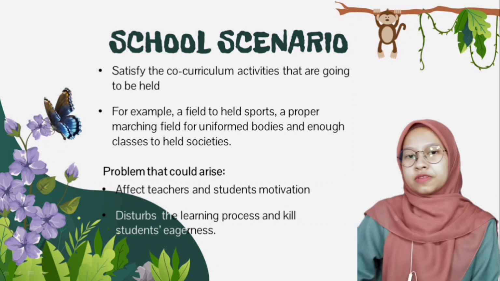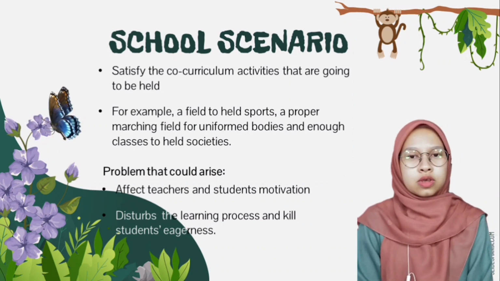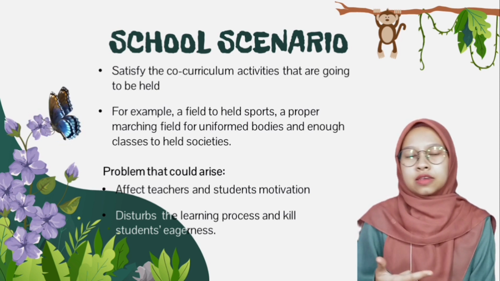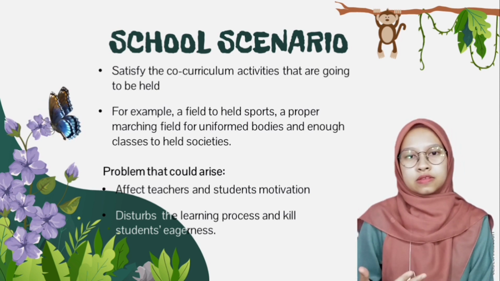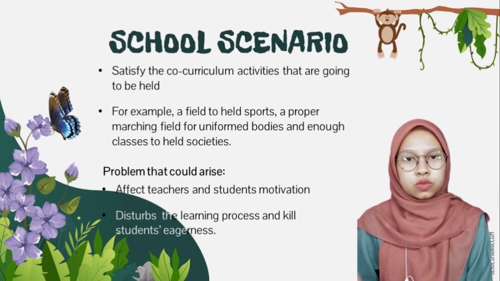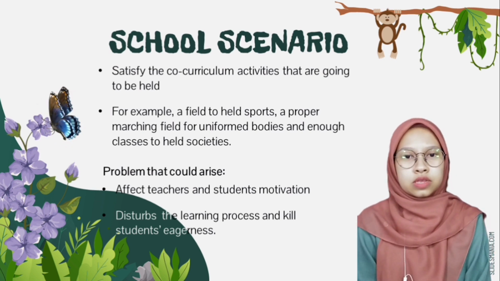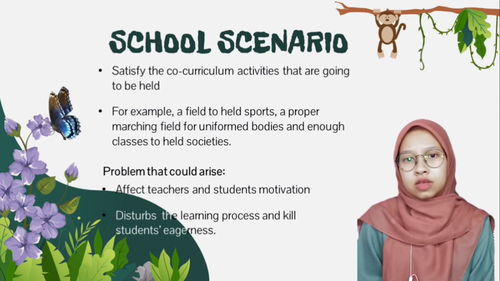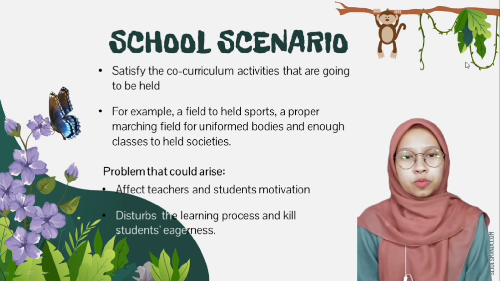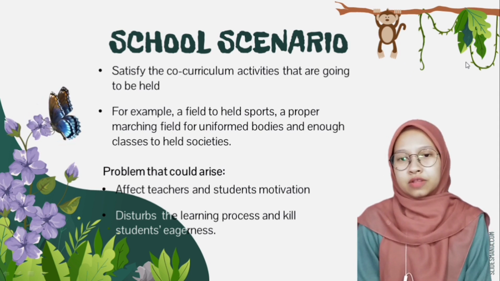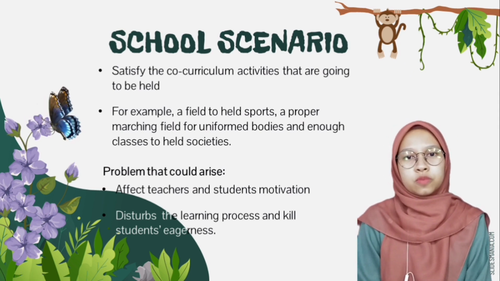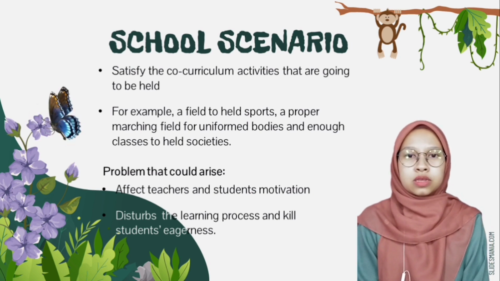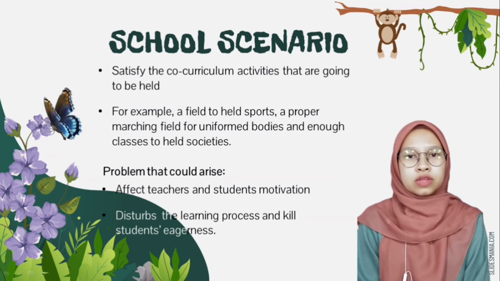The third important factor is school scenario. The school scenarios include school environment, facilities, infrastructure, and appliances. All of these factors need to satisfy the co-curriculum activities that are going to be held. For example, a field to hold sports, a proper marching field for uniform bodies, and enough classes to help societies. Each of the uniform bodies, sports, and societies has various needs and equipment in order for the activity to run smoothly.